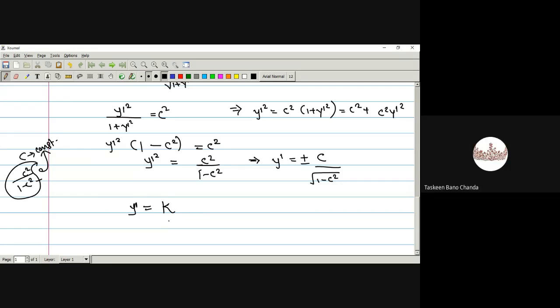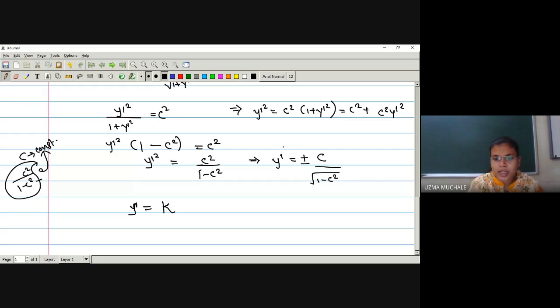Yes, ma'am. Because c is a constant, c upon under root of 1 minus c square will also be some constant, right? So we get y dash is equal to K. So if I am going to integrate this equation with respect to x, because y dash is nothing but dy by dx is equals to some constant k, we get y is equals to kx plus some another constant, say we can take it as some constant b, right?